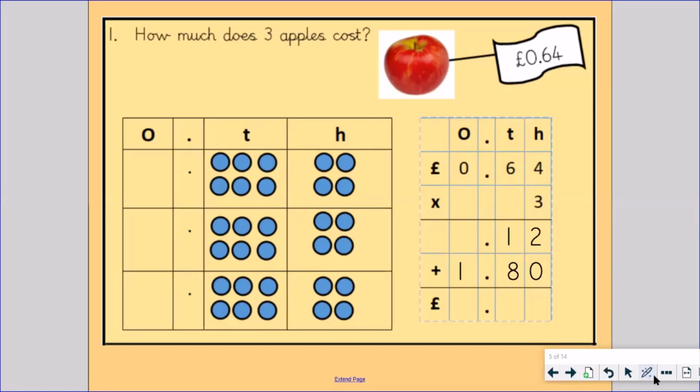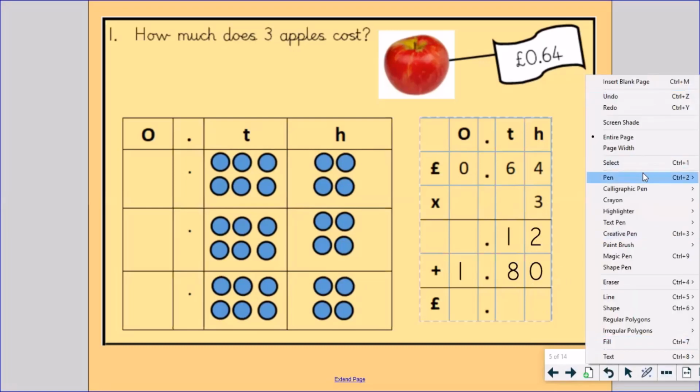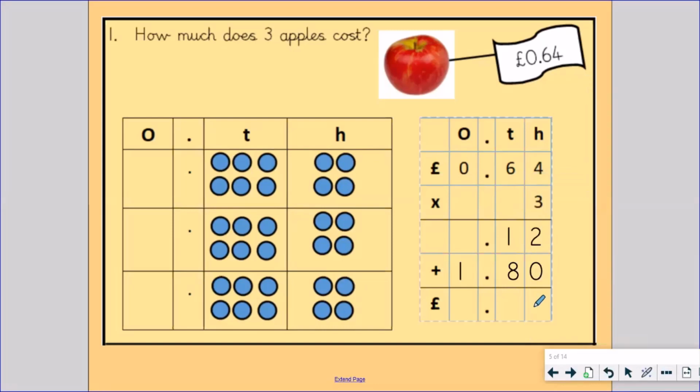So I've got 2 plus 0, that's 2. We've got 1 plus 9, 1 plus 8, that's 9, and 0 plus 1, that is 1. So how much does 3 apples cost? Well, it's going to cost me £1 and 92p. Okay, so you can see that here using my formal written method.